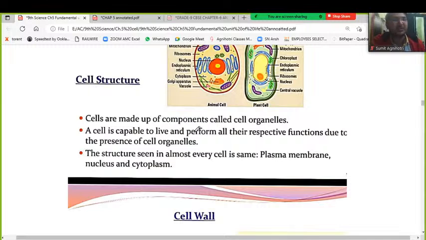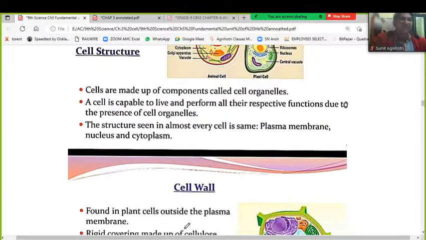A cell is capable of living and performing all its respective functions due to the presence of cell organelles. A variety of functions are performed because of the cell organelles. All kinds of cell organelles have specific functions that they perform, and together an organism performs different activities because of these cell organelles.